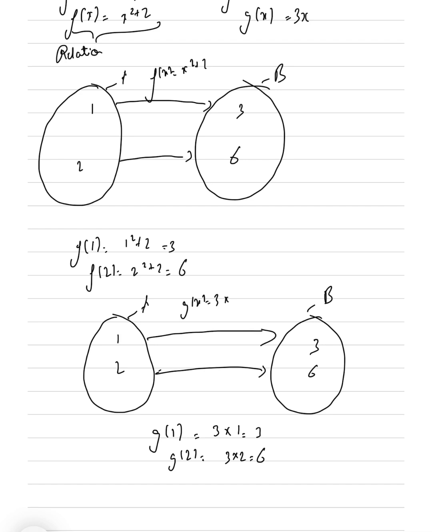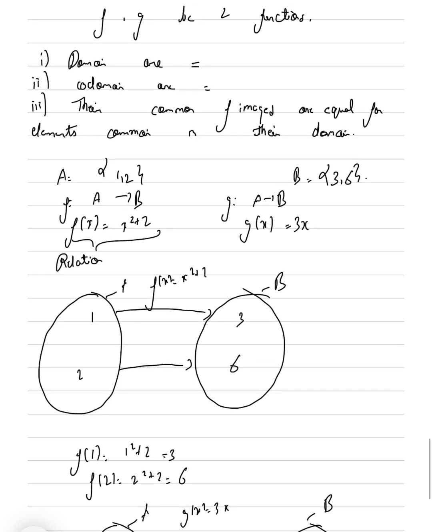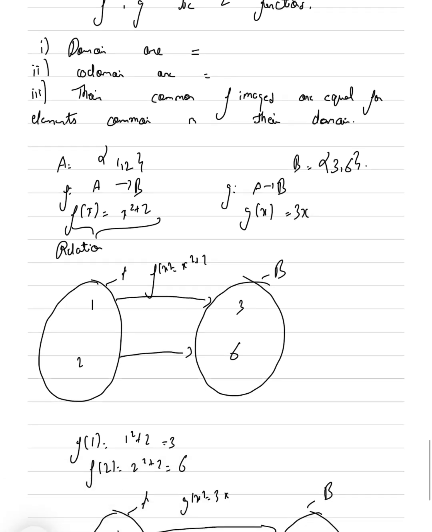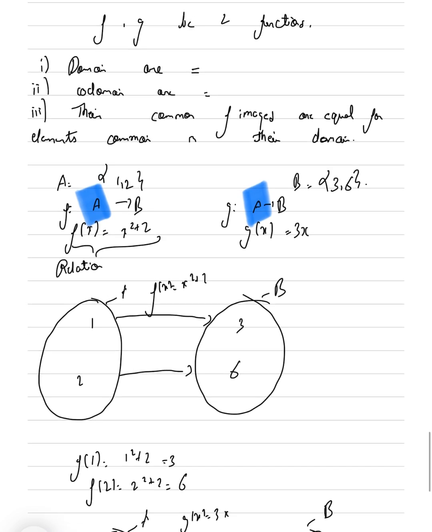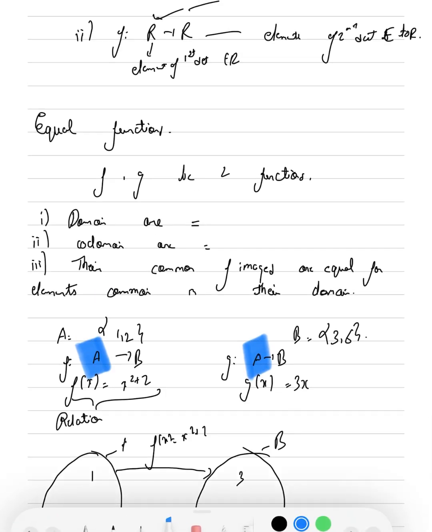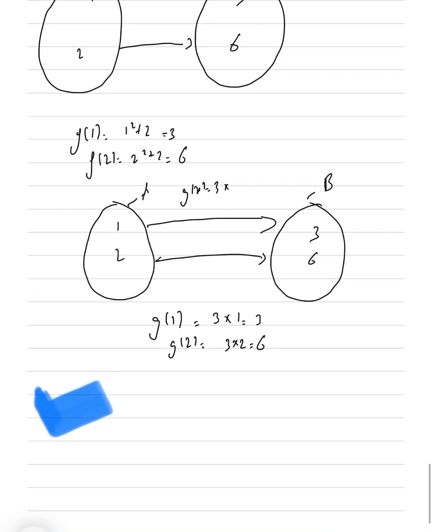Okay, so are the functions f(x) and g(x) equal? Let us see. First, are their domains equal? What is the domain of f? Set A. The first function f has the domain A, and the second function g has the domain A. Both are equal, so the first condition is fulfilled. Now let us check another condition. Are their codomains equal? The codomain is the set B itself. Yes, the second condition is fulfilled too.